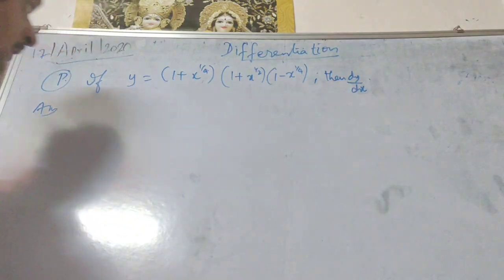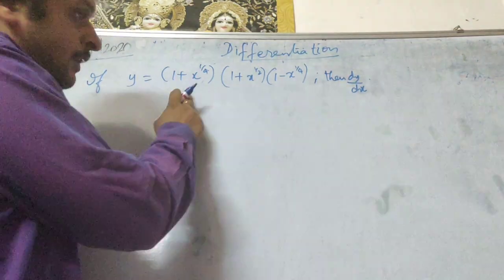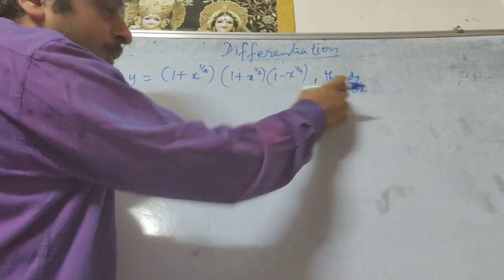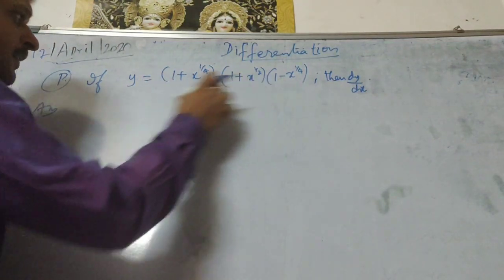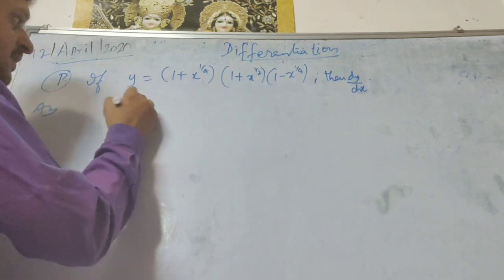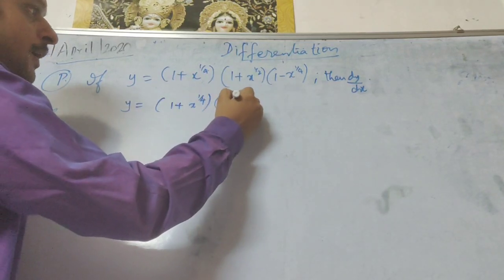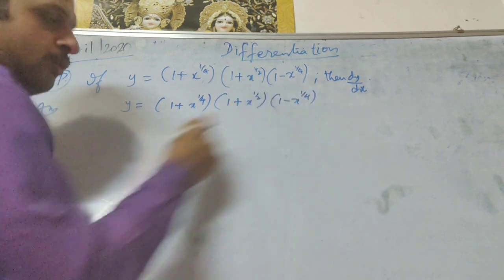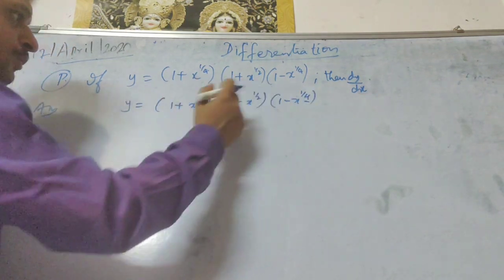Okay, students. Now, if y equals 1 plus x power 1 by 4 into 1 plus x power 1 by 2 into 1 minus x power 1 by 4, now we have to find dy by dx. How do you do that? Before finding dy by dx, you have to first simplify the given equation. Here the power is 1 by 4, and here also the power is 1 by 4. I will try to group them.